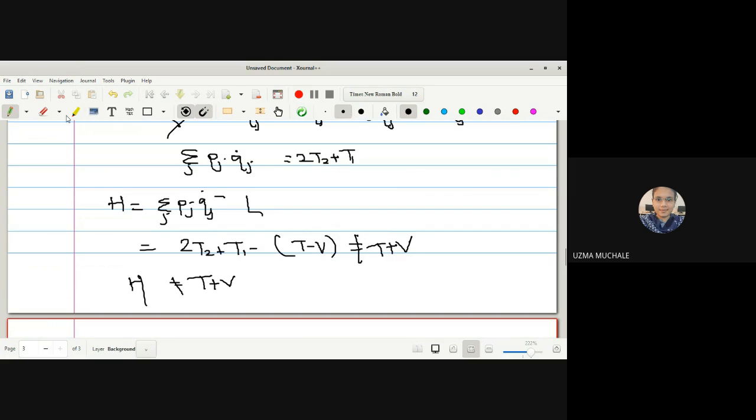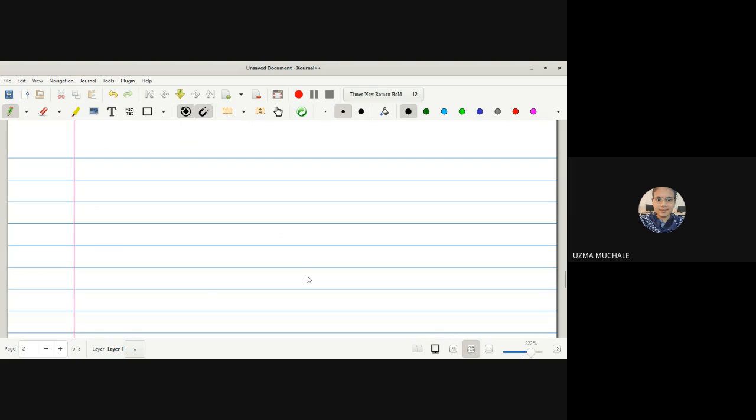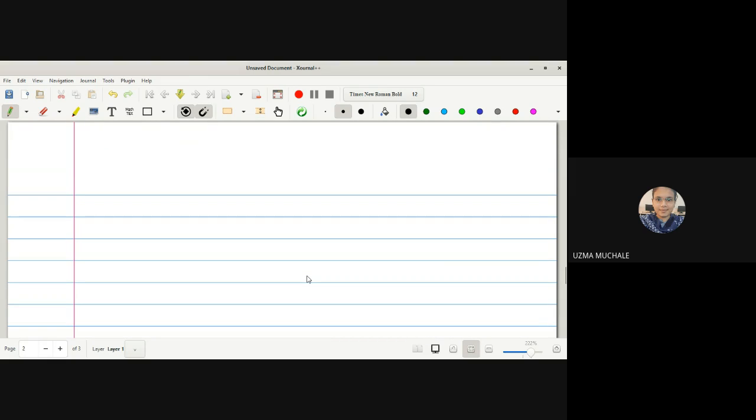Okay. H is equal to 2T2 plus T1, like this the expression is there, which is not equal to T plus V. Okay, but it may represent the constant of motion in some cases.